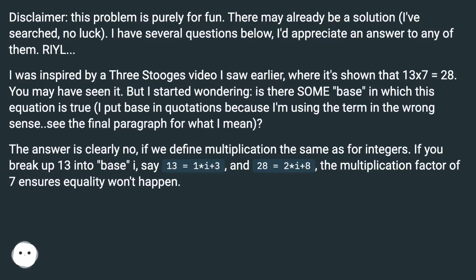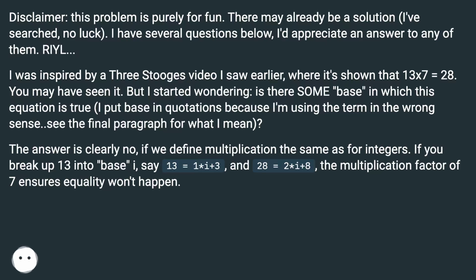I was inspired by a Three Stooges video I saw earlier where it's shown that 13 times 7 is equal to 28. You may have seen it. But I started wondering, is there some base in which this equation is true? I put base in quotations because I'm using the term in the wrong sense. See the final paragraph for what I mean.